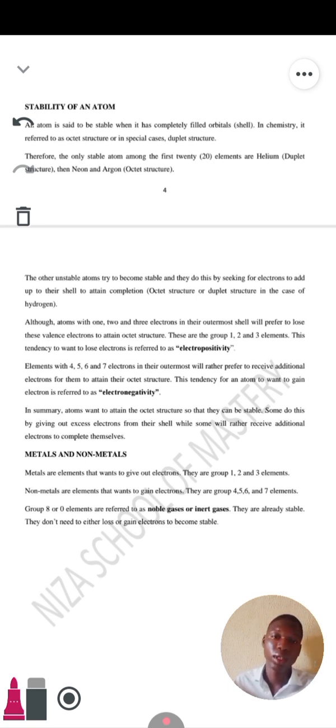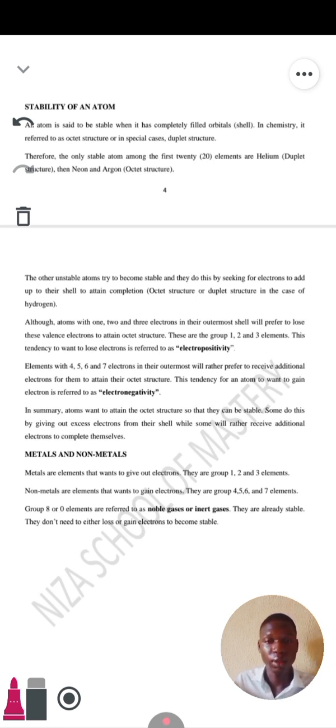So an example is neon. What is the electronic configuration of neon? The electronic configuration of neon is 2, 8. Like I said, if you've not learned electronic configuration, if you don't know how to do it, you need to go back and check the previous classes. So the electronic configuration of neon is what? 2, 8. Is that correct?